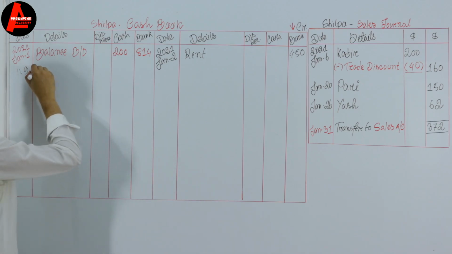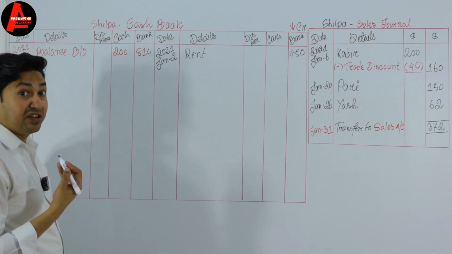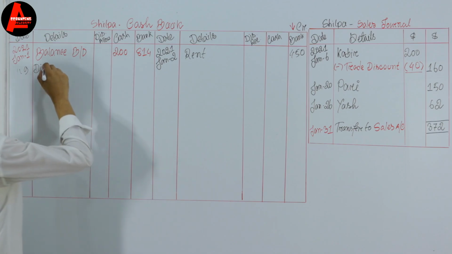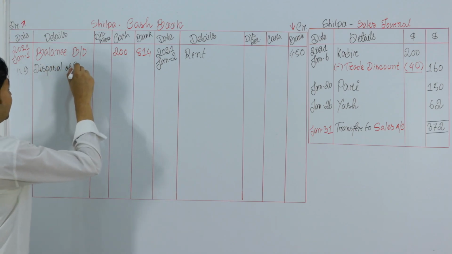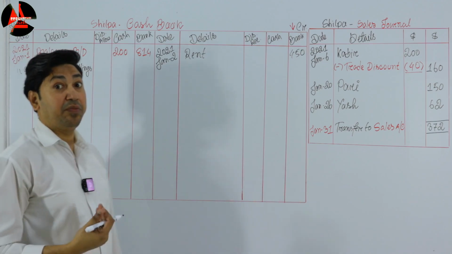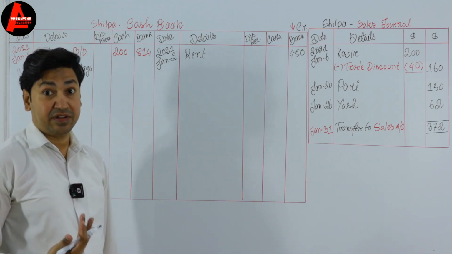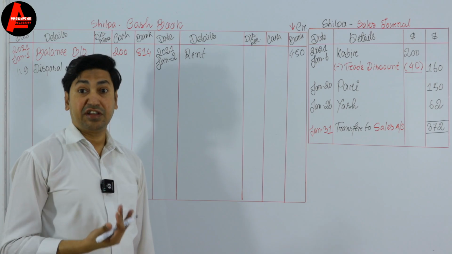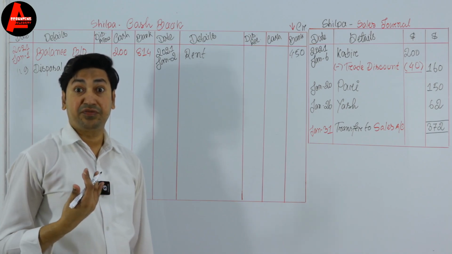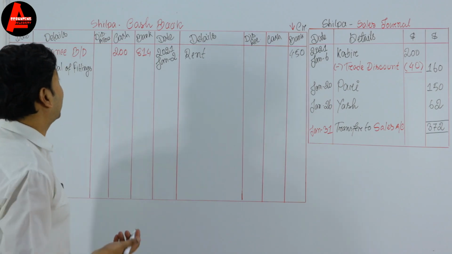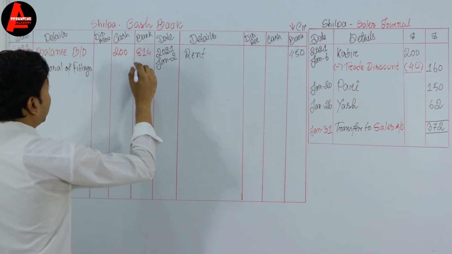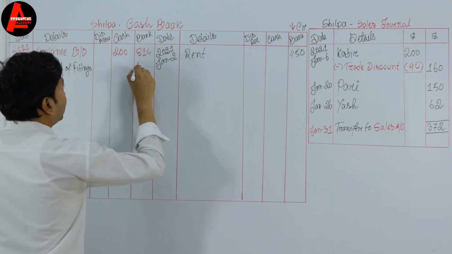So here we will write the disposal. Sale of non-current asset is called disposal. So let us write here disposal of fittings. So here we sold, but we received money by credit transfer. That means the buyer transferred the money for these fittings directly to our bank account, to Shilpa's bank account. So this amount will appear here on the bank column, $110.